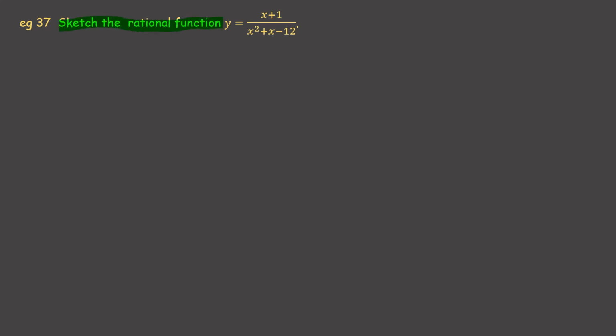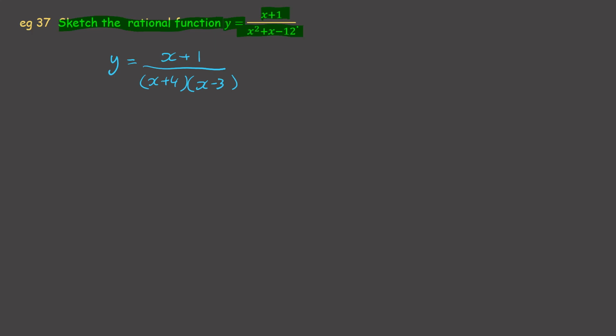Sketch the rational function y is equal to x plus 1 over x squared plus x minus 12. This one is very similar to the last one. So let's factorize the bottom, and that would give us x plus 4, x minus 3.